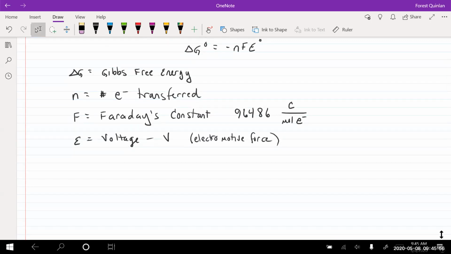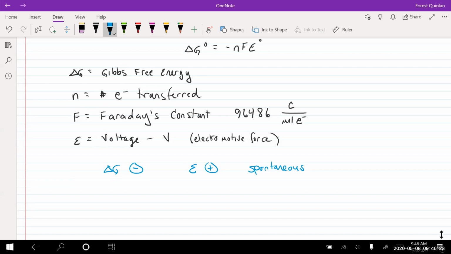And I just want to remind us that, remember, if delta G is negative, that means E will be positive. This will be spontaneous. So we already had our frame of reference for delta G, but it's kind of counterintuitive to think of negative voltages being spontaneous, so we put a negative sign to take care of that.